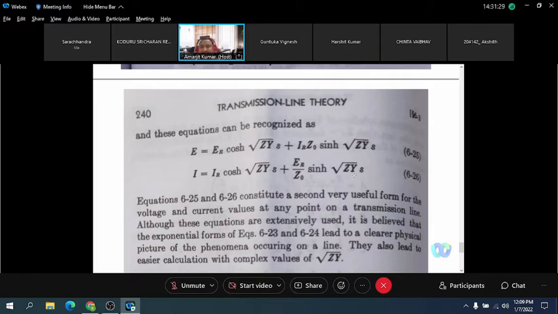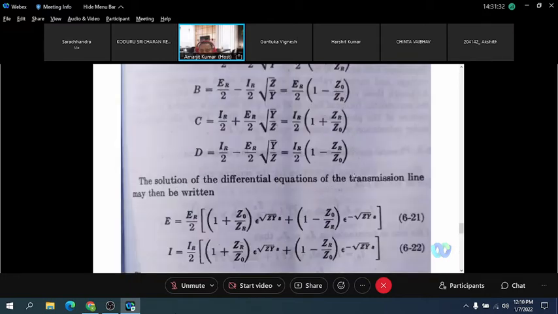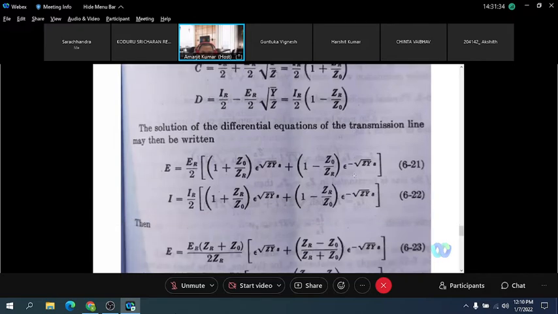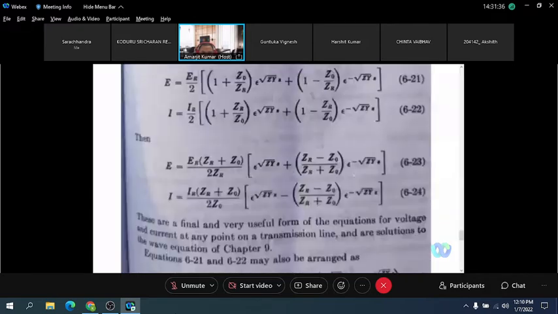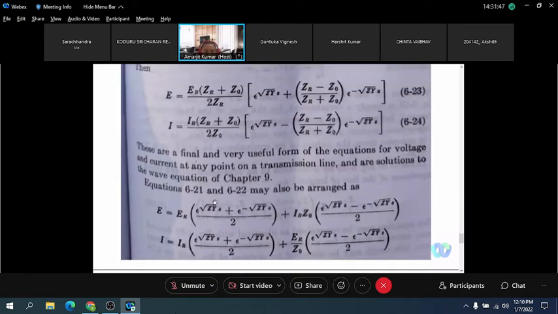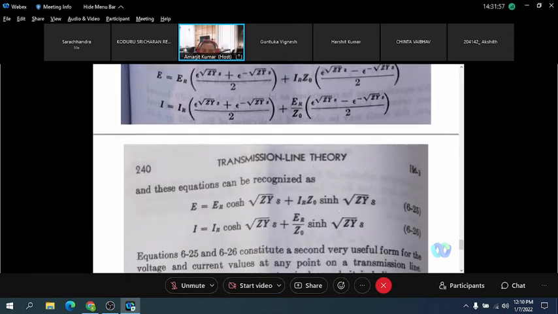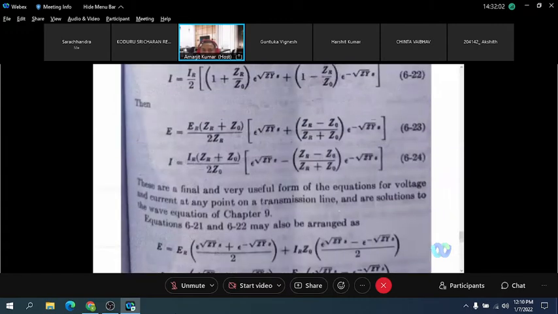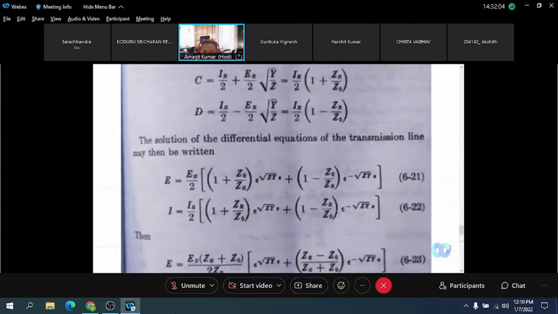So basically, whether you use this form, or in terms of reflection coefficient, or one more form is there. In this way also you can write E is equal to ER into e to the power. So that will give you the hyperbolic form. Three forms are there. All are the same for the voltage and current expression: in terms of hyperbolic, in terms of reflection coefficient, in terms of exponentials.